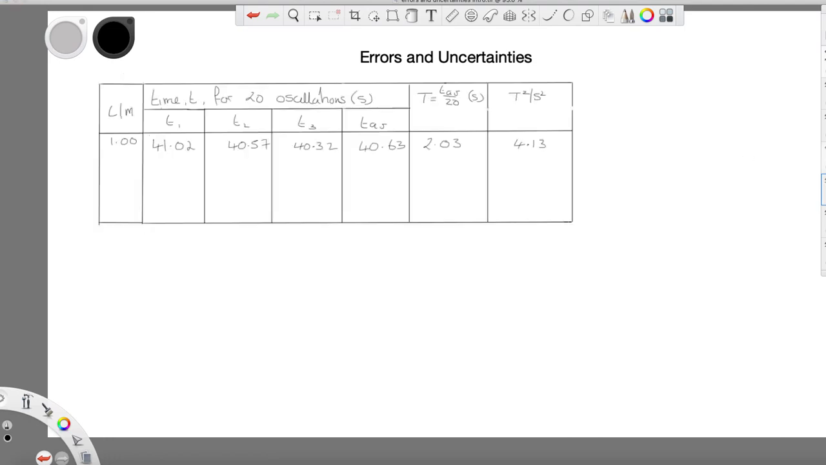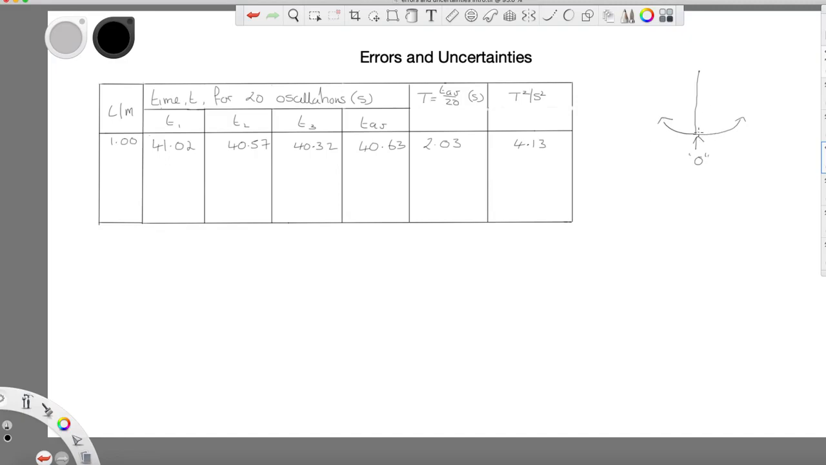Let's look then at some sample data for this. I have only taken one value of length, and I have made up some values of the time for 20 oscillations. Now, again, we take 20 oscillations rather than one, because in each timing, if you imagine, your pendulum is pulled out to one side and you start it swinging, and when the pendulum gets to here, you start your stopwatch, you say 0, you start your stopwatch, and then you go 1, 2, 3, 4, and so on.